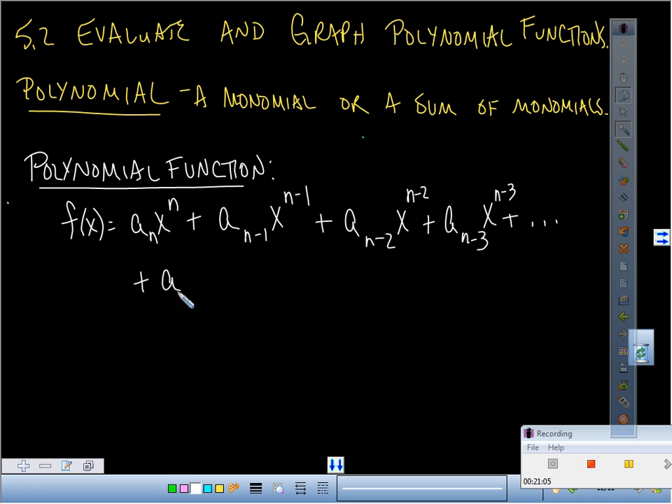But eventually, you're going to get down to something like this. A sub 3 x to the third plus a sub what? 2 x to the second plus a sub 1 x to the first plus a sub 0, and y'all look, x sub 0. But what is x to the 0 power? 1. So this one's not there. That's just my constant. That's what the definition of a polynomial function looks like. Kind of crazy looking, isn't it?